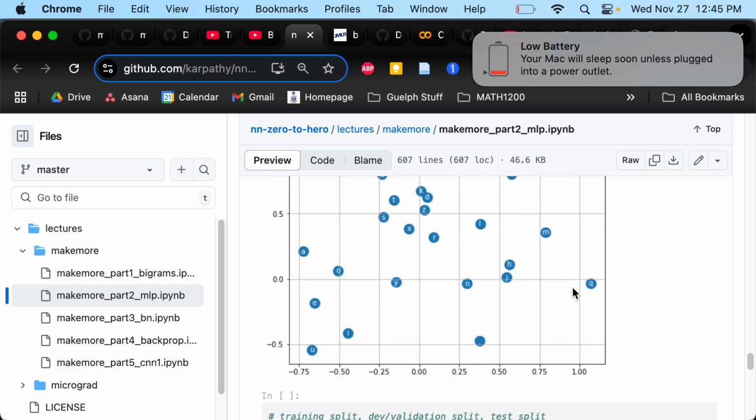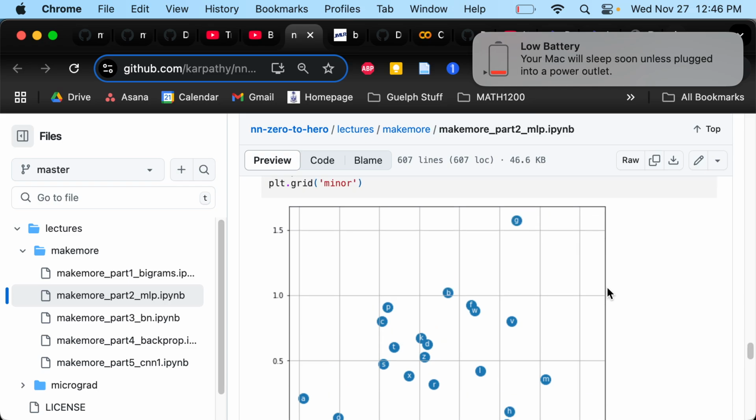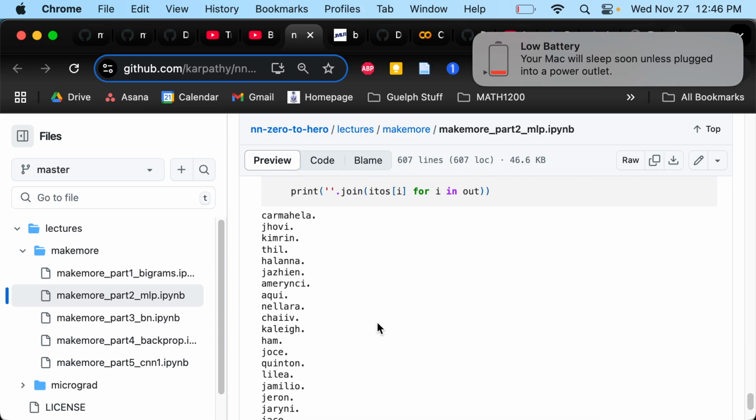I believe he has a picture. This is the picture of his letter embeddings. And you can see his letter embeddings are very nice. A, E, I, O, U, nicely clustered over here. Q, shunned in the corner over here. Beautiful. Letters that are similar are put together. And the best part is these are the predictions, the new names. These are some really good names. Melarara, Jose, Quinton, Lilia, Jamilio. That's a good one. That's a good name.